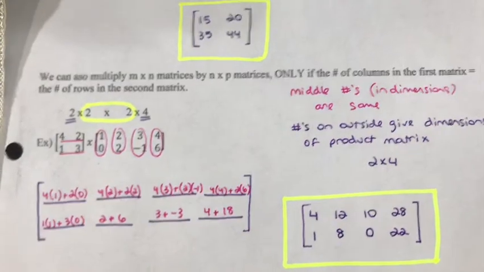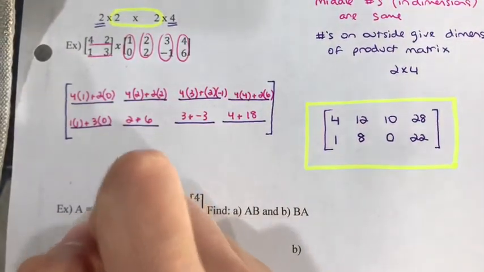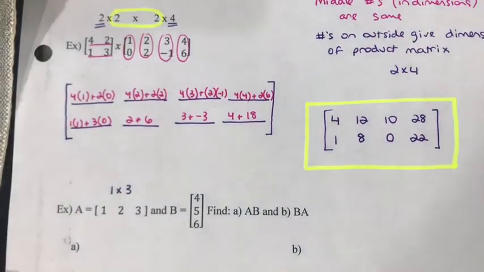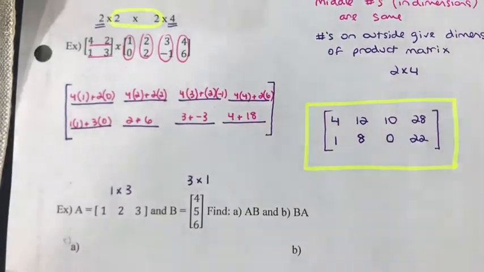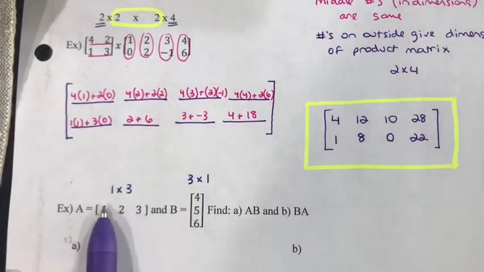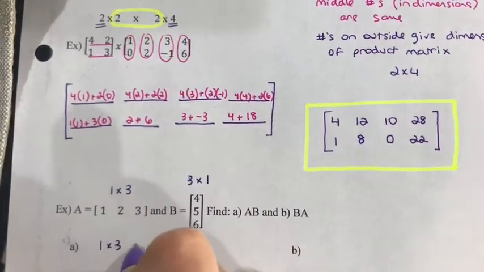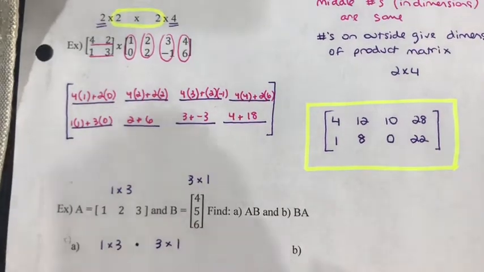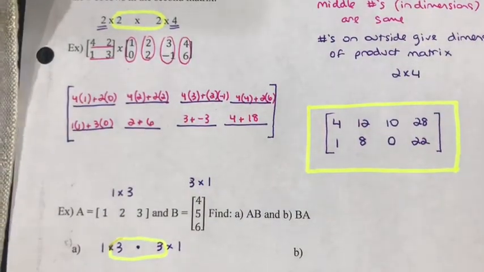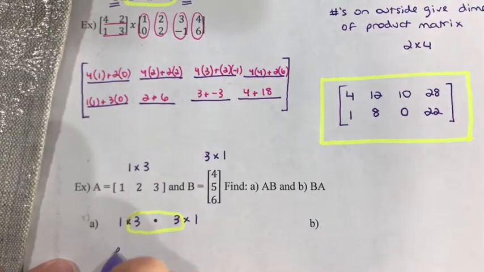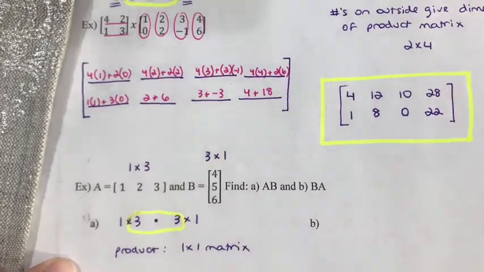Okay. Now our very last couple problems, I've got a 1 by 3, 1 row, 3 columns. Here's a 3 by 1, 3 rows, 1 column. Now I am able to multiply A times B because it's a 1 by 3 times a 3 by 1. Notice that the inside numbers are the same. Okay, and the product is going to be a 1 by 1 matrix, just a single number.